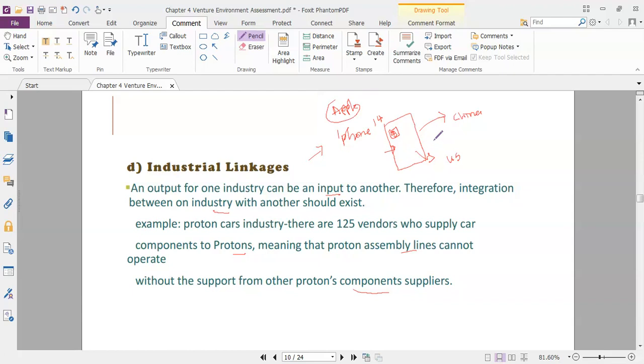The components come from China and then come from, for example, Germany, and other barang-barang lain datangnya daripada negara-negara lain. Company-company lain, yang itu kita panggil industrial linkage.